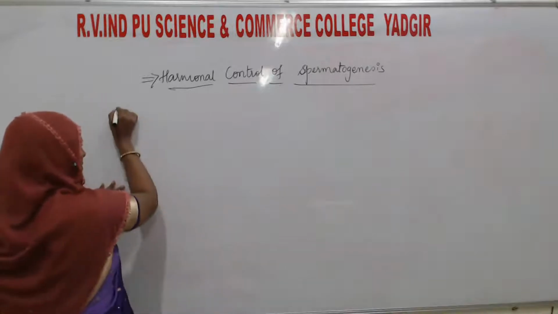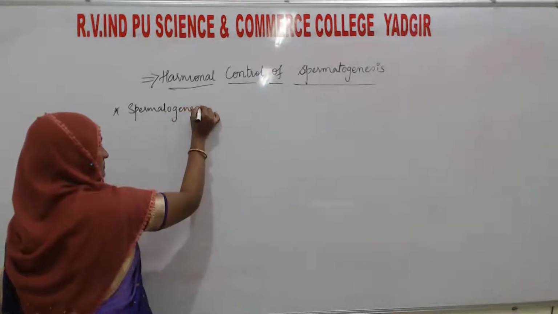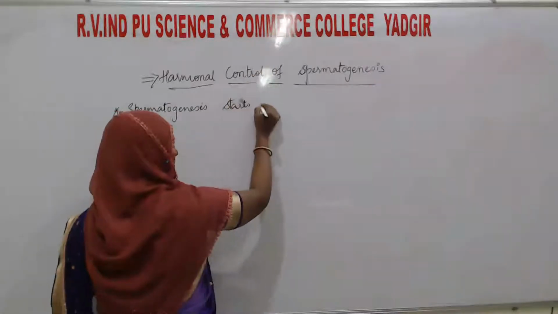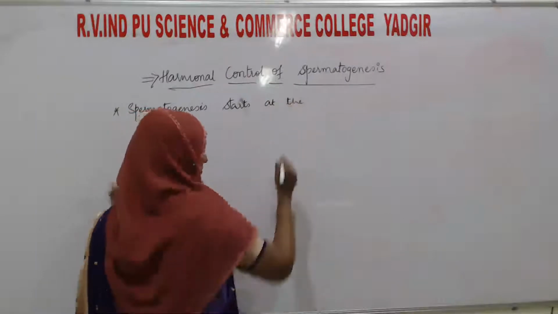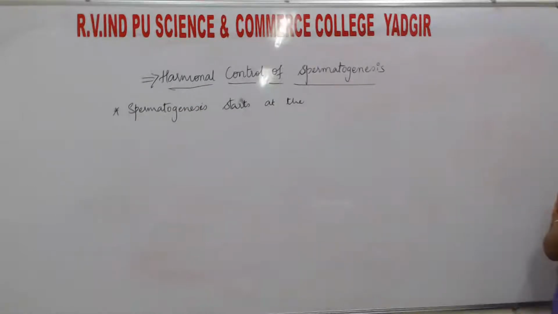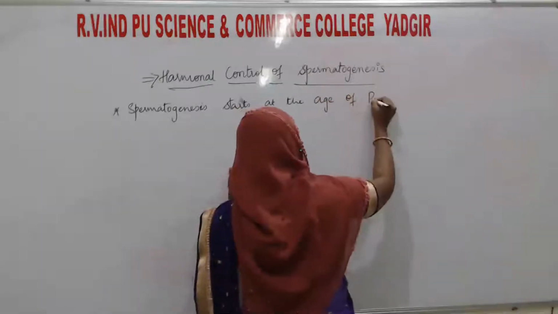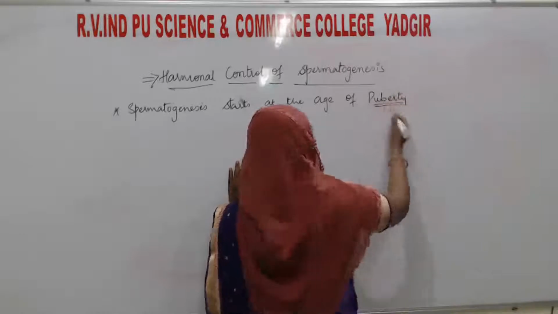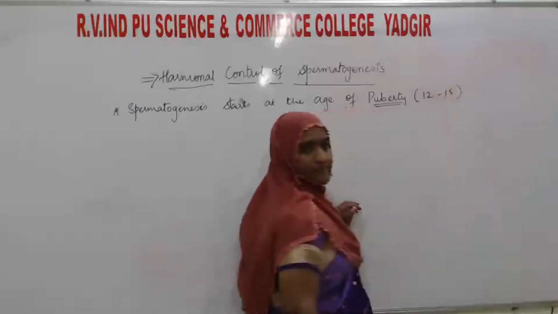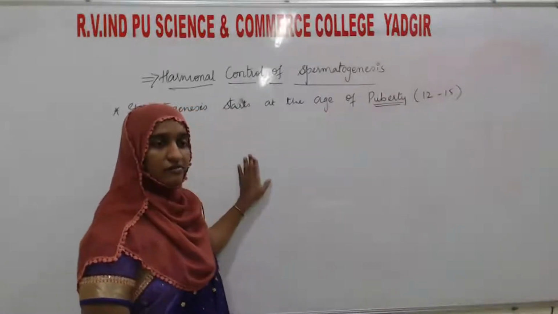Spermatogenesis starts at the age of puberty. Puberty means the age between 12 to 15 years. At this age the sperm starts to form from the seminiferous tubules.